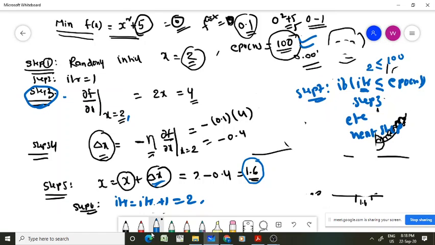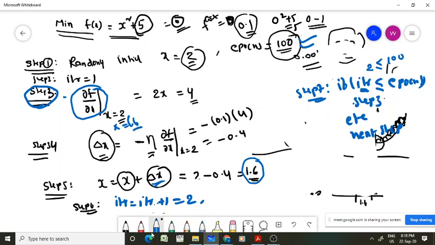Now step 3, what are we doing? Again we are calculating the gradient of a function with respect to the decision variable, at iteration 2, x equal to 1.6. Yes. Now we are calculating at x equal to 1.6, and do step 4 and step 5. You have to repeat again.